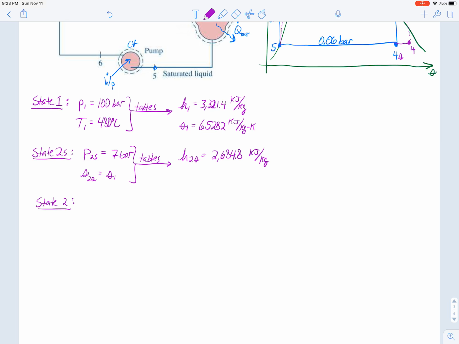Okay, state 2 now I can find from my isentropic efficiency equation. I know that the pressure at state 2 is still at 7 bar, and I can find the enthalpy at state 2. Again, this is just coming from the isentropic efficiency equation. And in this problem, the isentropic efficiency of the turbines is given as 85%. And so plugging and chugging with the numbers, I end up with 2,780.29 kilojoules per kilogram.